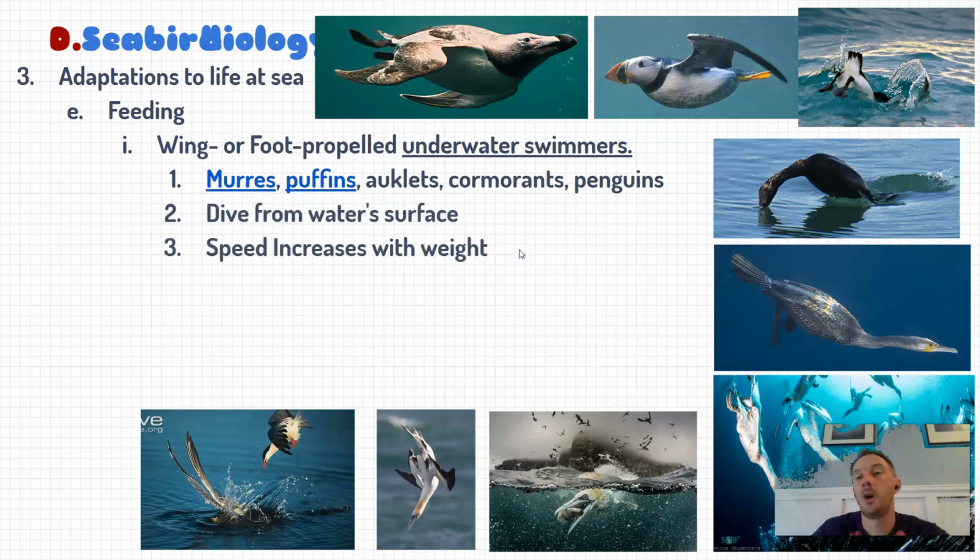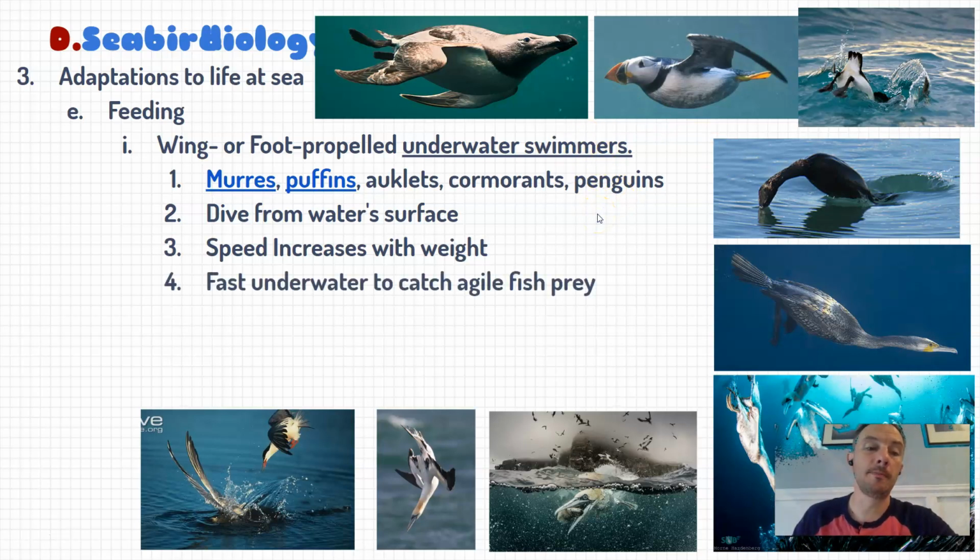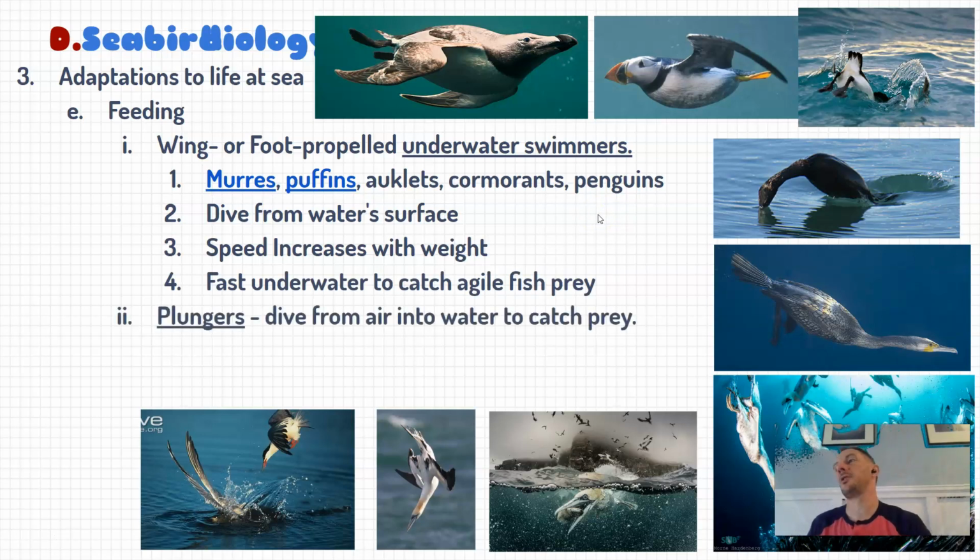These birds dive from the water surface. They don't plunge from the air. They're sitting on the surface. They turn and dive. The heavier the bird is, the faster they are underwater. So being a big, heavy bird is good in this case. This is what makes them crappy flyers. They have solid bones, and they're faster because they're not as buoyant. So they got to be fast because they got to catch agile fish. If you ever tried to catch a fish with your hand while swimming in the water, well, you've never actually caught a fish with your hand.